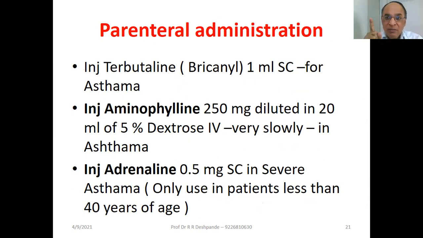Now remember, some injections must be diluted. Remember this thing. This is something different from the oral route or the topical route. This is complicated. The parenteral route is not so easy. You have to be very, very careful. So aminophylline 250 milligram diluted in 20 ml of 5% dextrose IV very slowly. Aminophylline should be given very slowly in asthma. Injection adrenaline, very emergency management, 0.5 milligram subcutaneous in severe asthma.